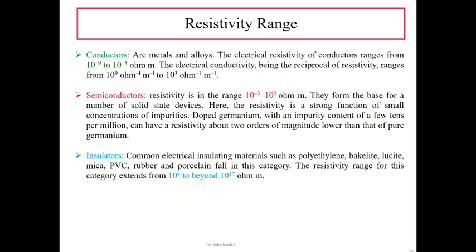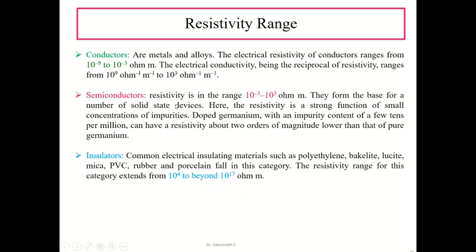So conductors, what are conductors? The conductors are metals and alloys, and the electrical resistivity of a conductor ranges from 10 raised to minus 9 to 10 raised to minus 3 ohm meter, and the electrical conductivity is the reciprocal of resistivity, and it ranges from 10 raised to 9 ohm raised to minus 1 meter raised to minus 1 to 10 raised to 3 per ohm per meter.